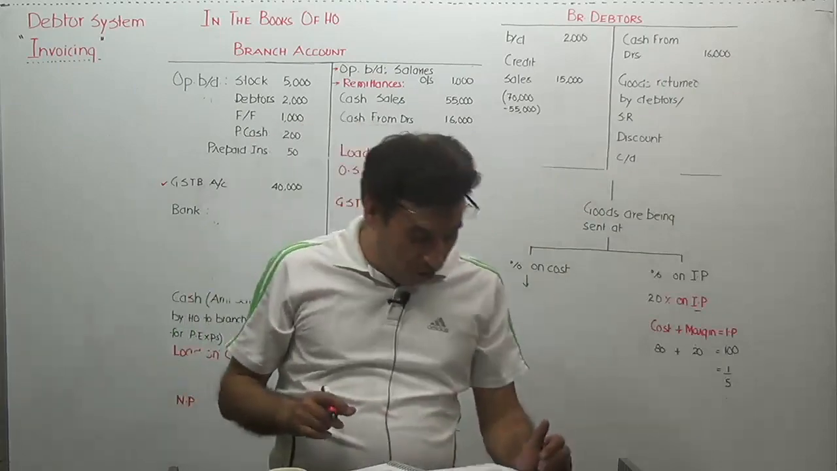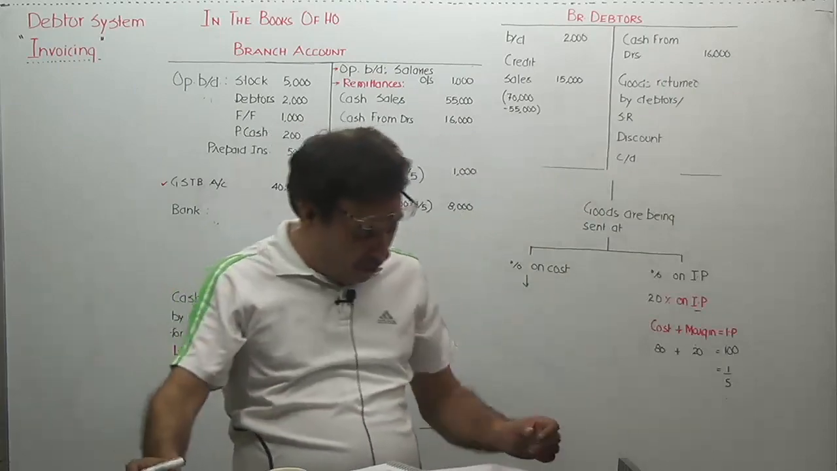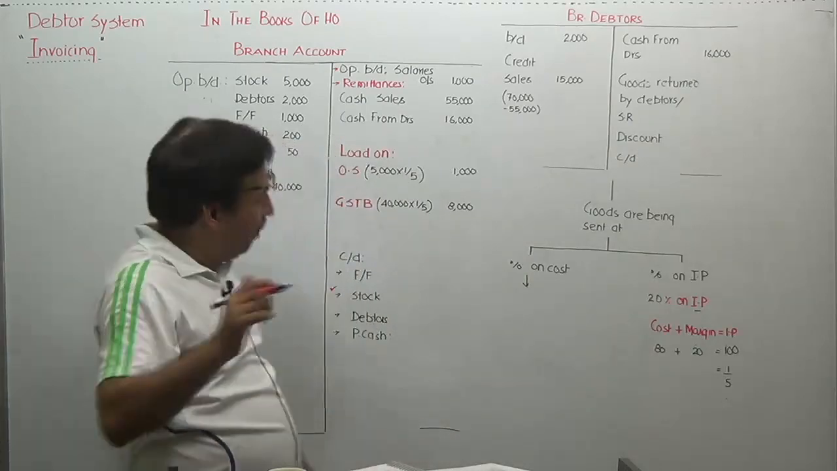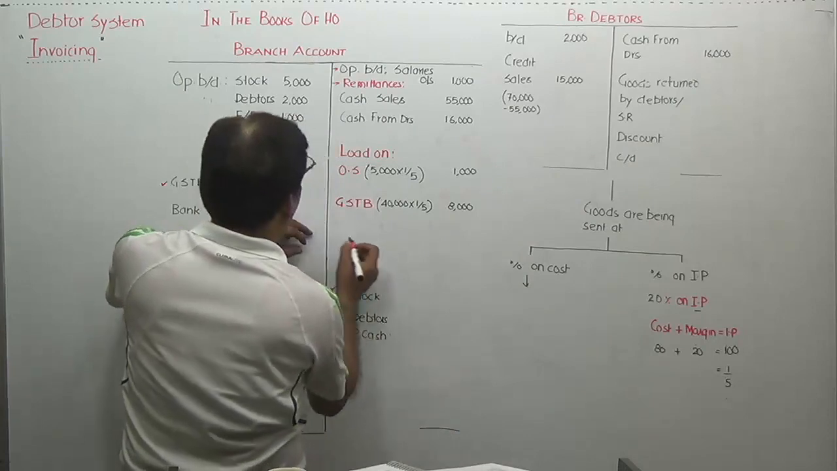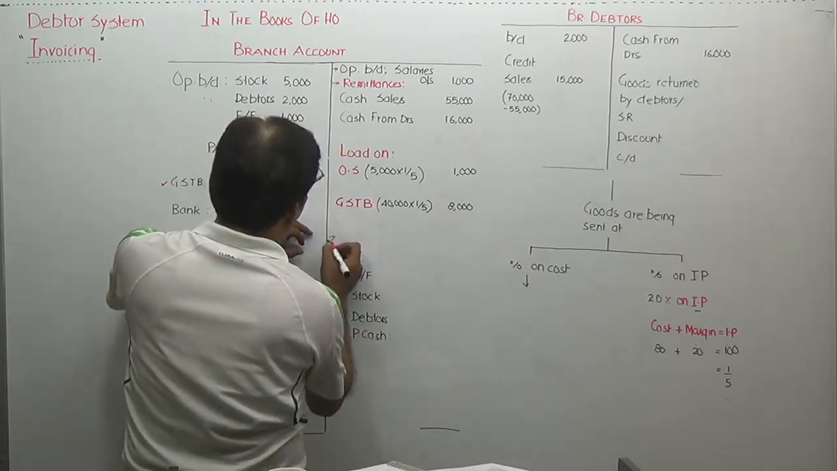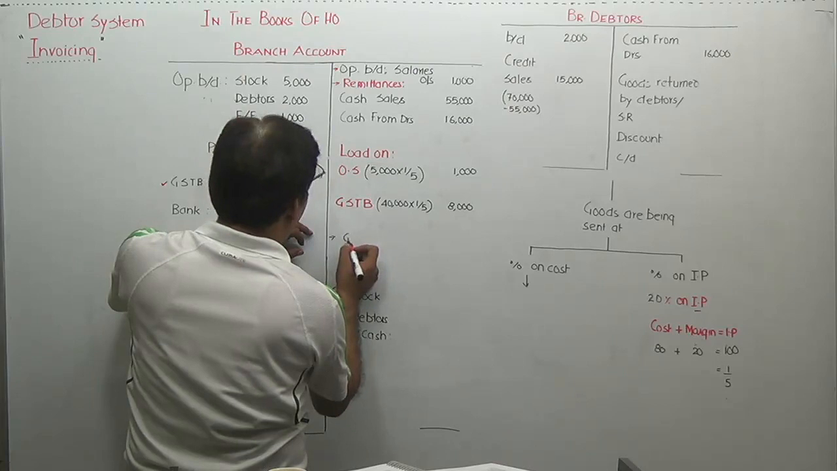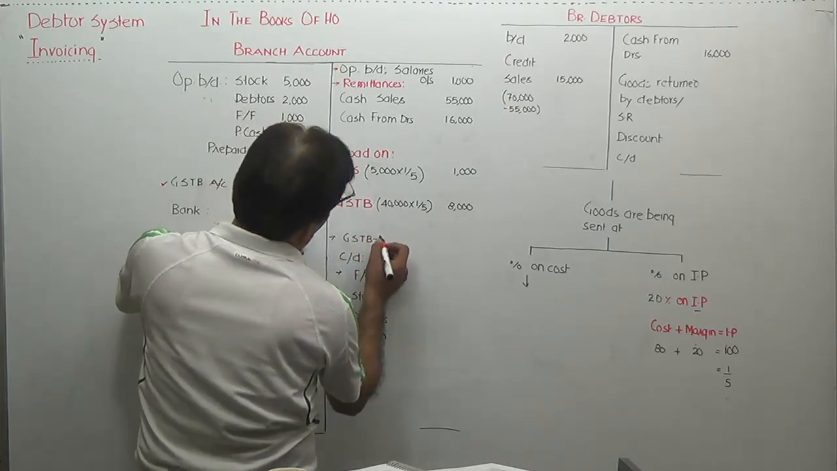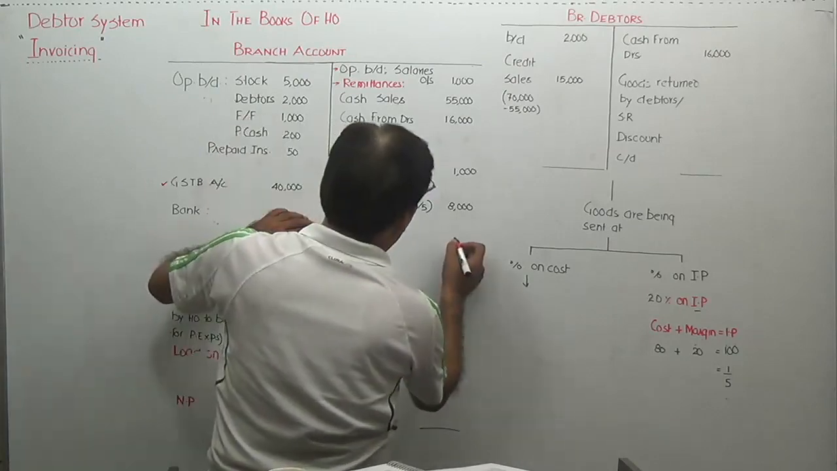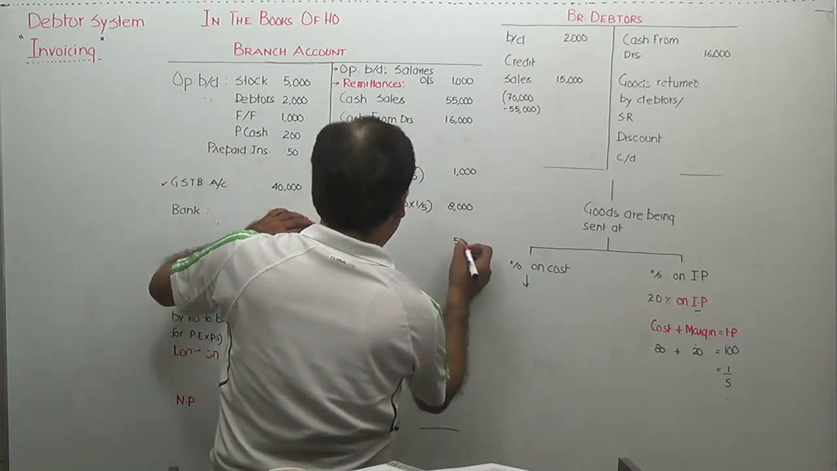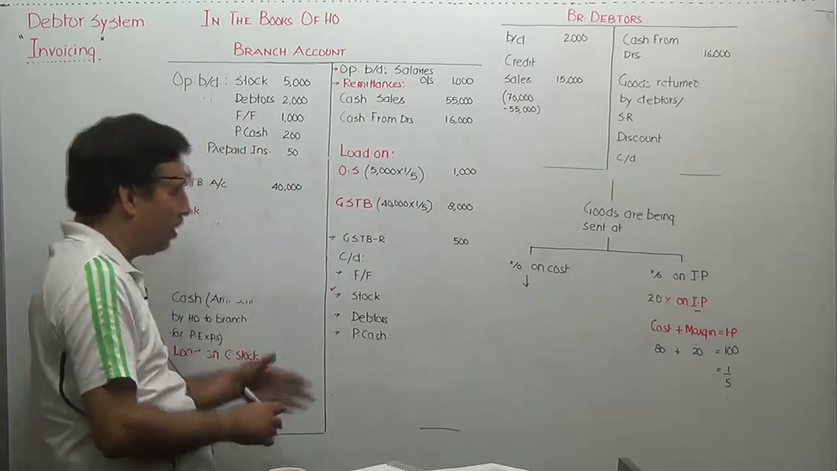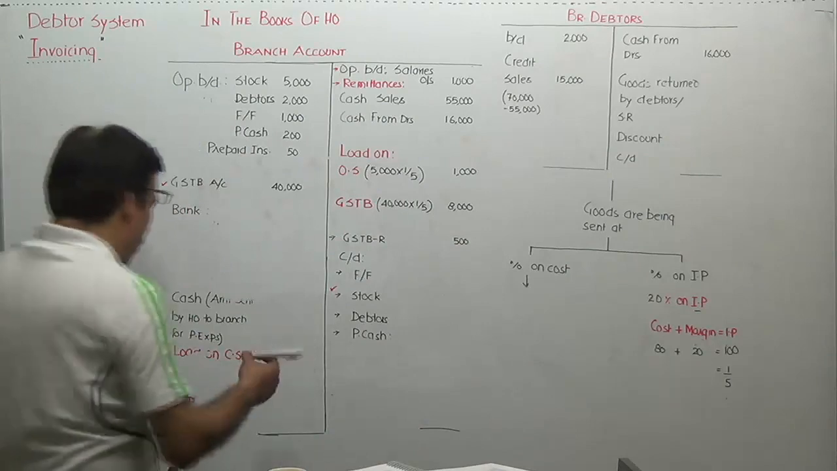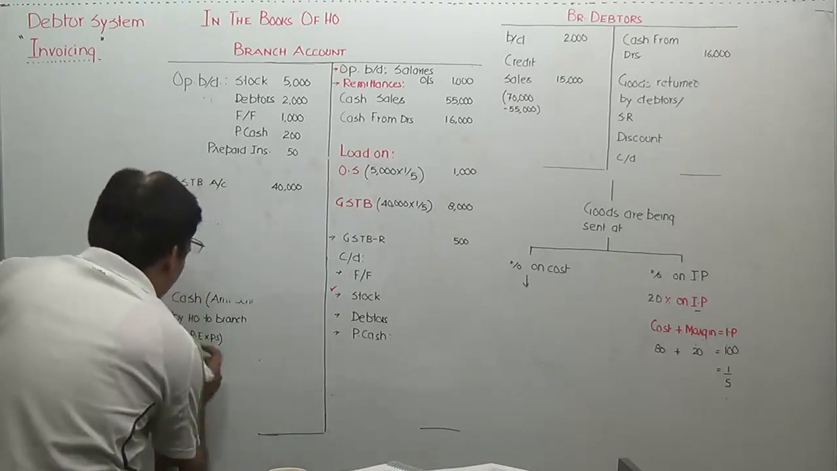Then it is given to you in this case goods returned by branch. If branch will return the goods, first of all we are going to write it on the credit side. Goods sent to branch returns. 500 worth of goods have been returned by branch back to head office. So even loading of this will be done. So later on you are going to write loading on.